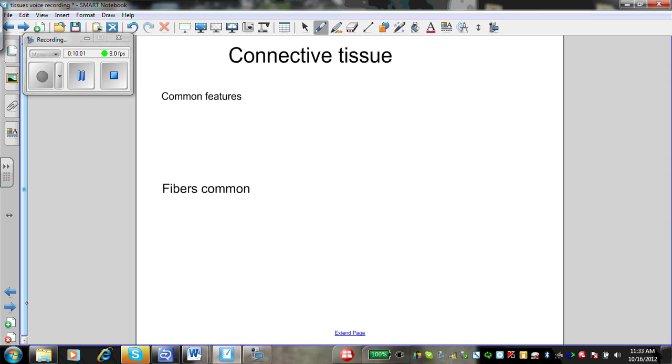Moving on. Connective tissue. Common feature of connective tissue is protective, right? We see some transport here, and it bridges between materials in your body.